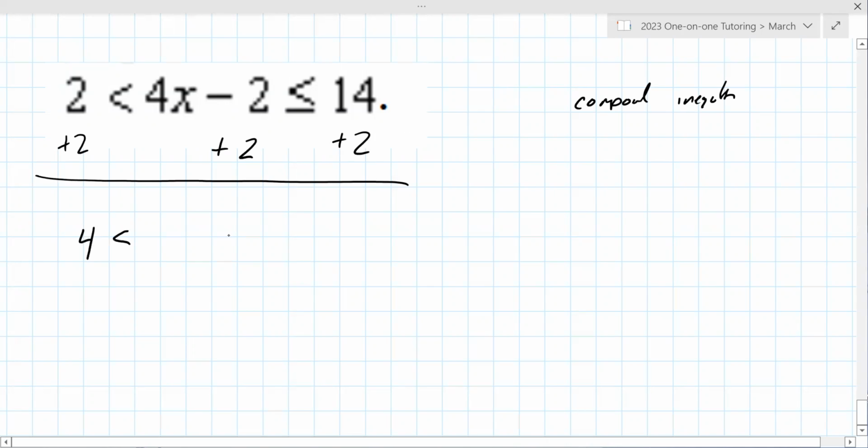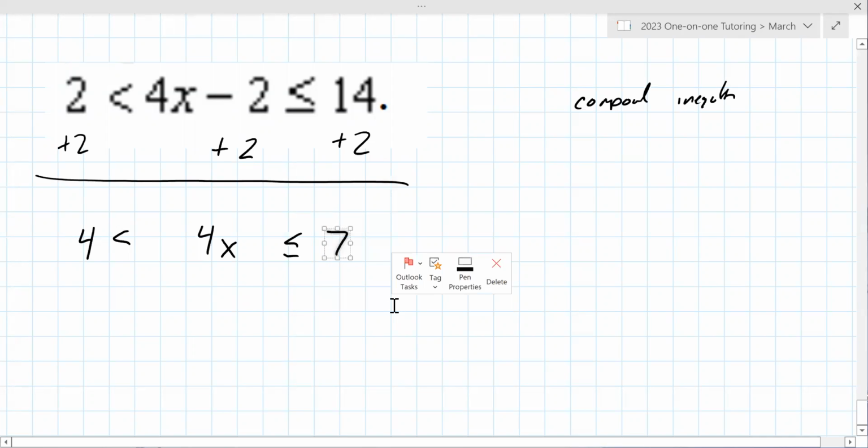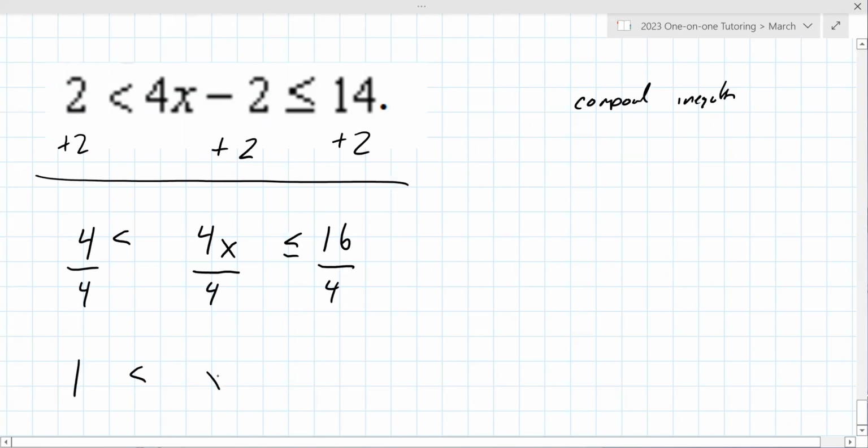Yes, this becomes 4 less than 4x less than or equal to 7. Sorry, this is 16 on the right. I'm so sorry. All right, and then divide by 4. So you're dividing everything by 4. So that's 1 less than x less than or equal to positive 4.